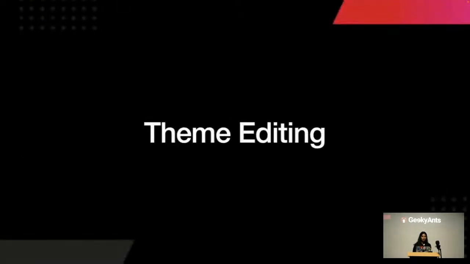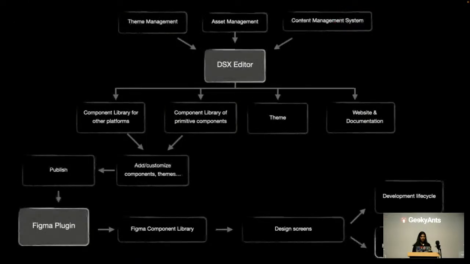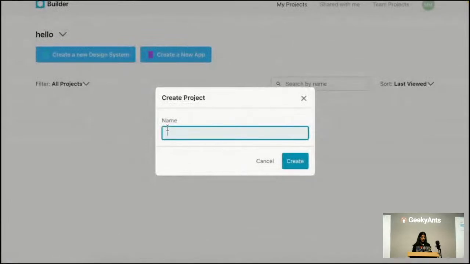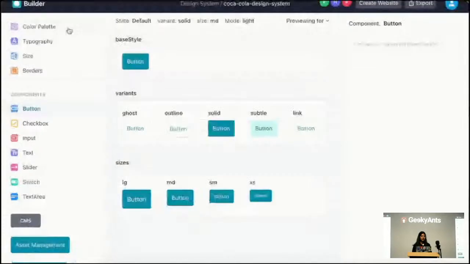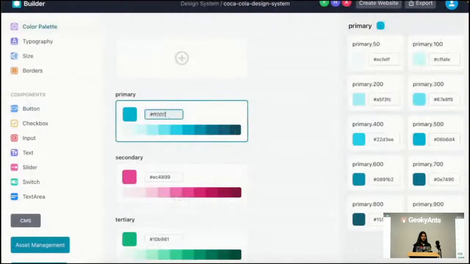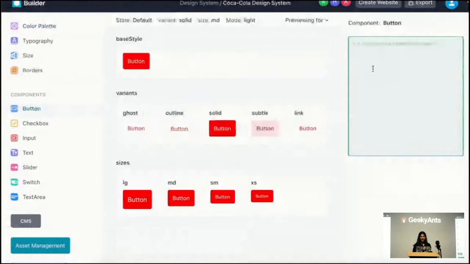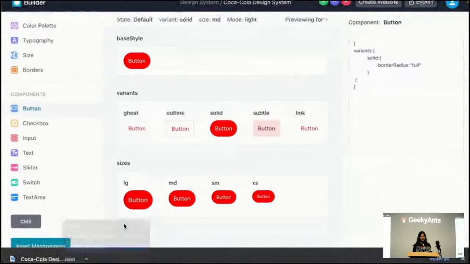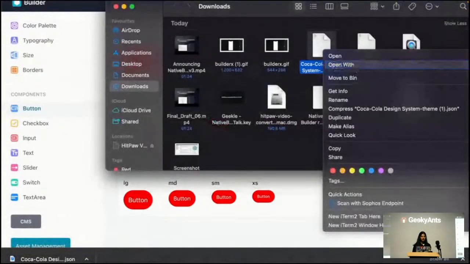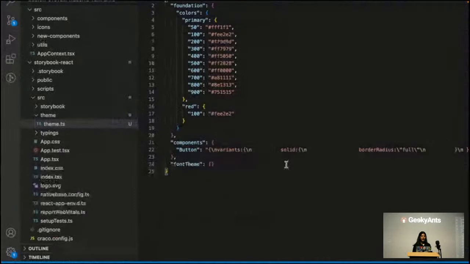So we'll see one by one. First is theme editing. We are managing the theme, and let's see. Basically, we have created a visual tool around that. You just have to go to the tool. It is not live currently. We'll just change the theme. This is on top of NativeBase. We can have a component library from it, and we can also export the theme.